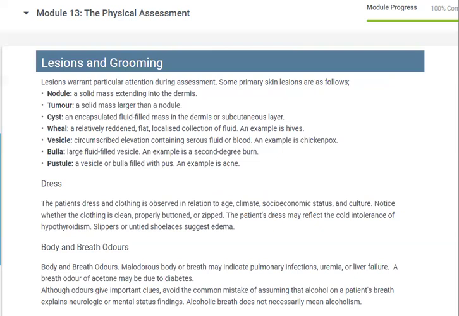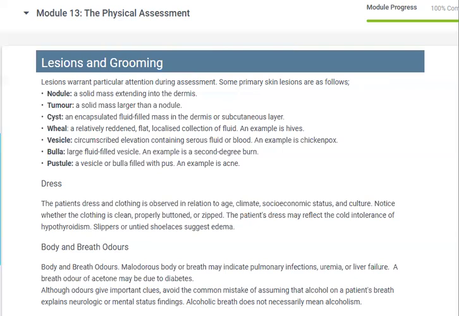Some primary skin lesions are as follows. Nodule, a solid mass extending into the dermis. Tumor, a solid mass larger than a nodule. Cyst, an encapsulated fluid-filled mass in the dermis or subcutaneous layer. Wheal, a relatively reddened, flat, localized collection of fluid.